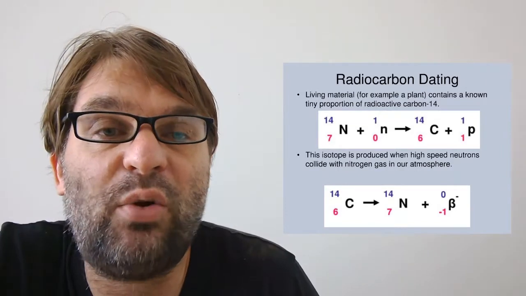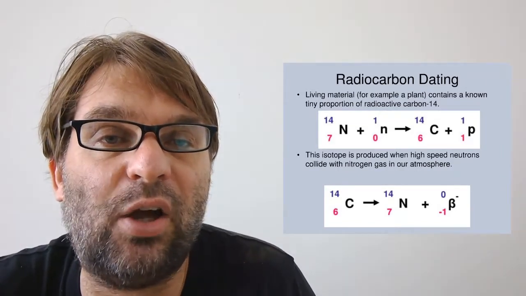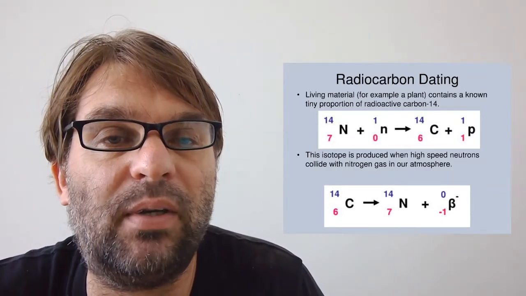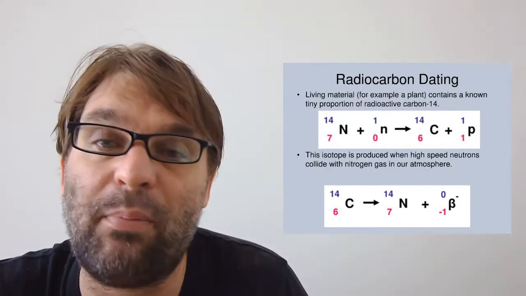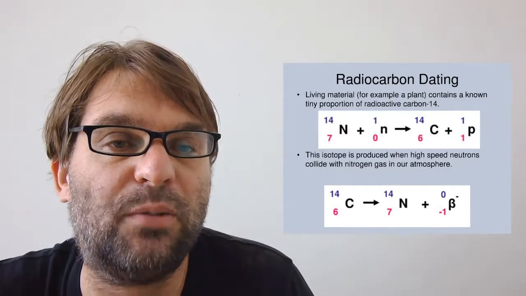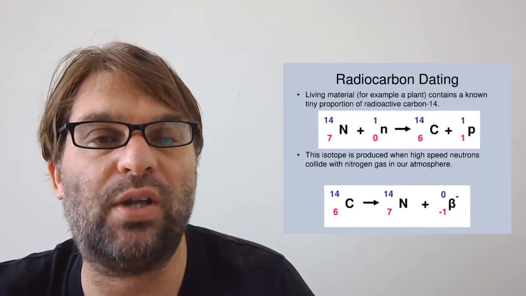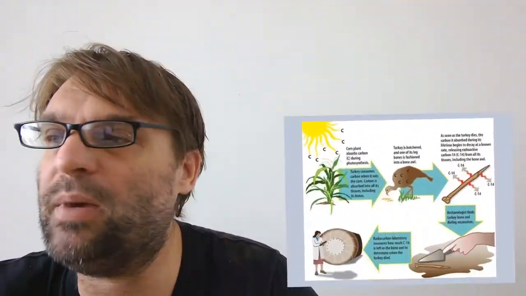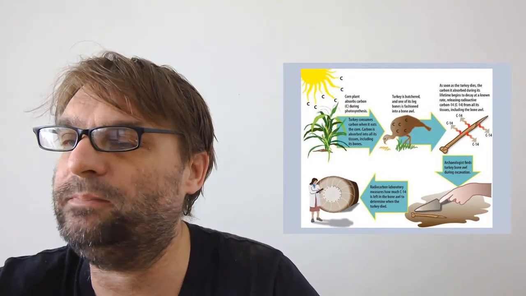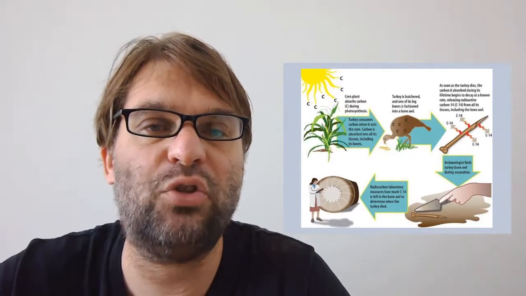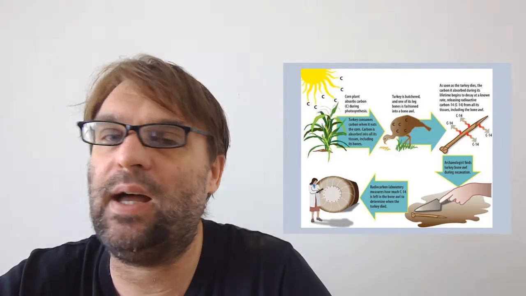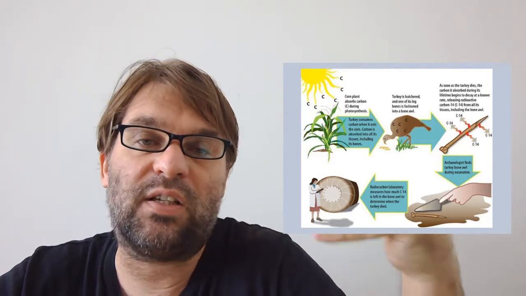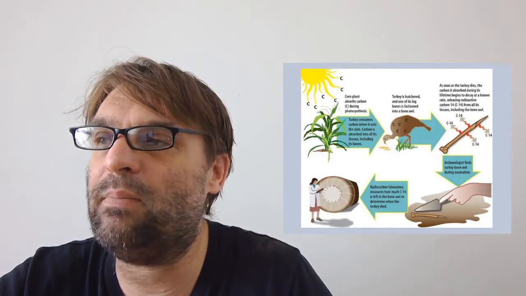Another use is radioactive carbon dating. As we previously learned, living material contains a proportion of carbon-14, and this isotope is produced when high-speed neutrons hit the nitrogen gas within our atmosphere. This is pretty much how the system works. The sun emits these high-speed neutrons, which creates carbon-14 in the atmosphere.